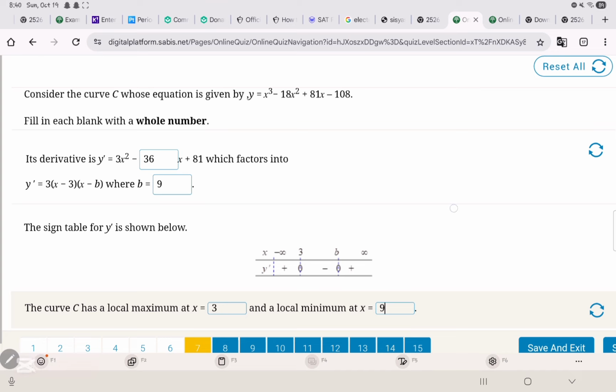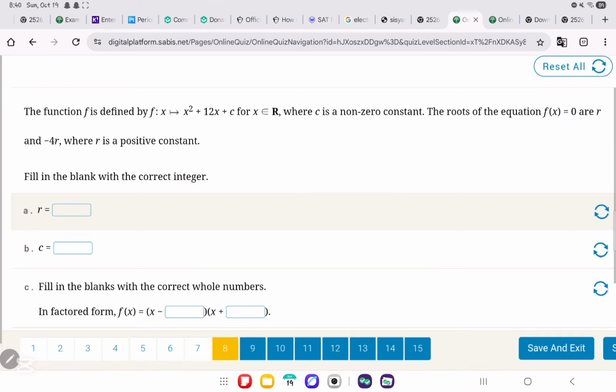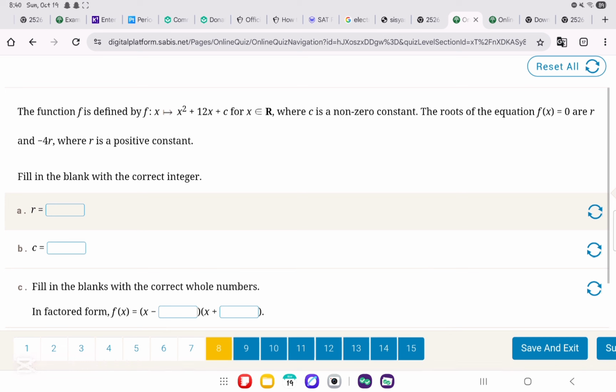Now, we move on to question number 8. What does it say in question number 8? The function f is defined by this, where c is a non-zero constant. The roots of the equation f(x) equal to 0 are r and minus 4r, where r is a positive constant. Fill in the blank with the correct integer. They want to find the value of r.